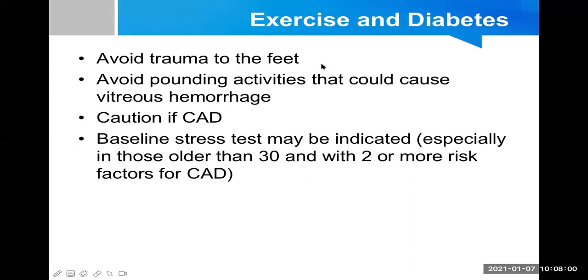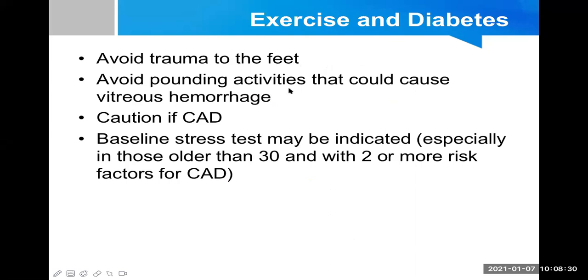Avoid trauma to the feet during exercise. Important point, because especially the long-term diabetic has a high chance of neuropathy, and they do not feel pain even if there is trauma to the feet. Once we don't feel pain, we ignore that trauma. So in no time, that may get infected, and infection keeps on increasing in case of diabetic people. So we should always counsel this important point.